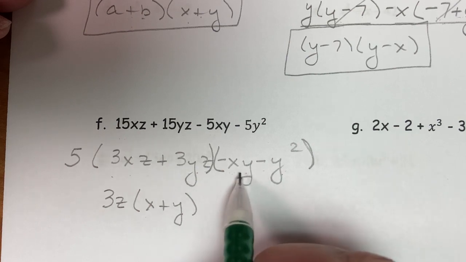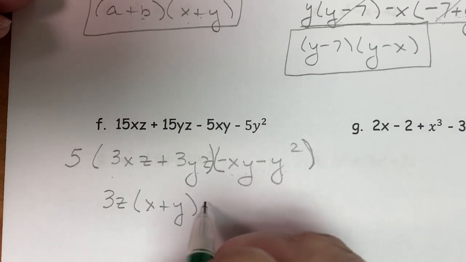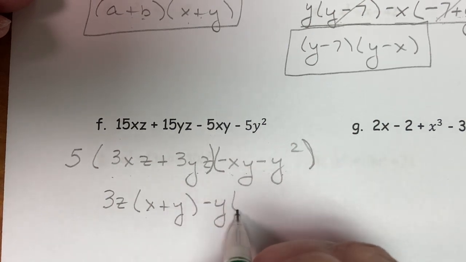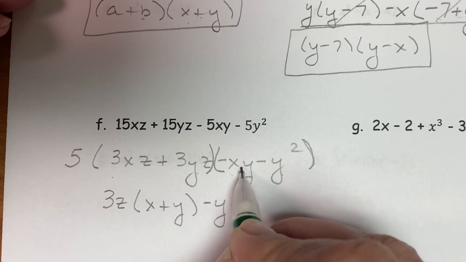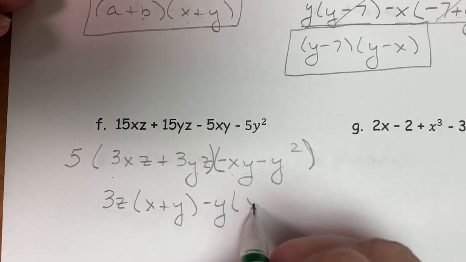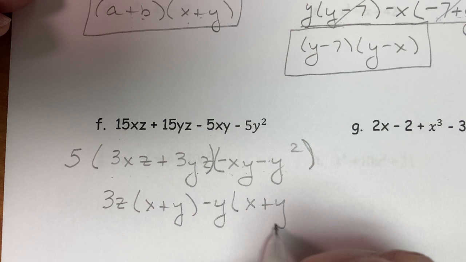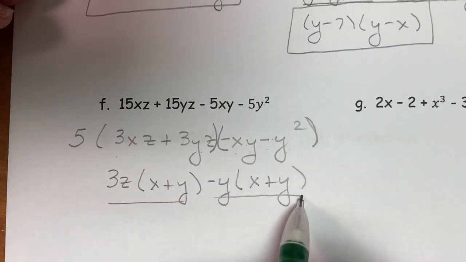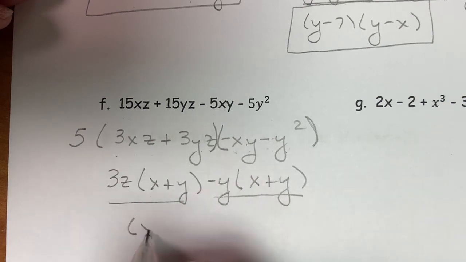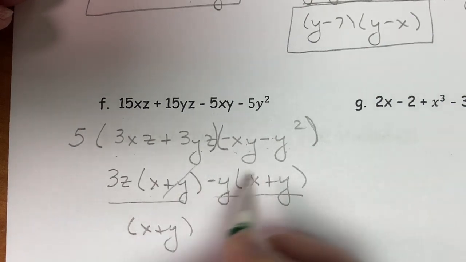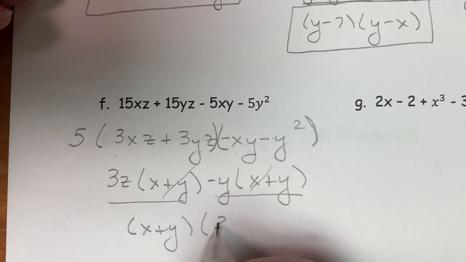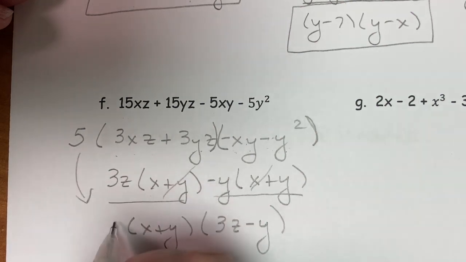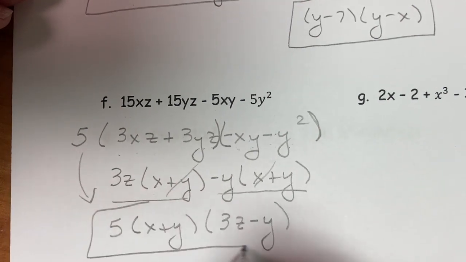Let's look at this second group of 2. Hopefully it's obvious to you that we're going to have to take out a negative. And it looks like they have a negative y in common, which is going to leave me with, if I divide, positive x and positive y. Now again, looking at this as 2 big terms, what do they have in common? We're going to factor out the x plus y that they have in common, which will leave me with 3z minus y. And don't forget to bring the 5 down as part of our answer.